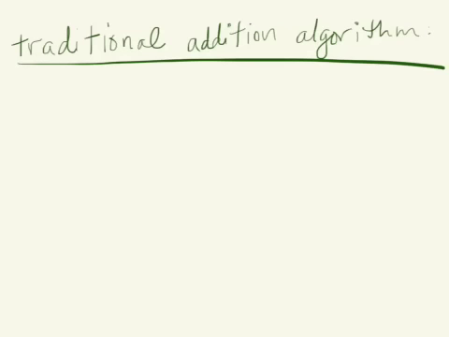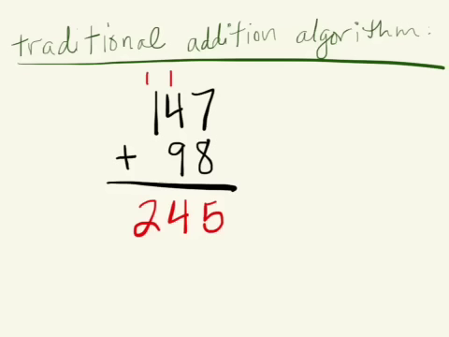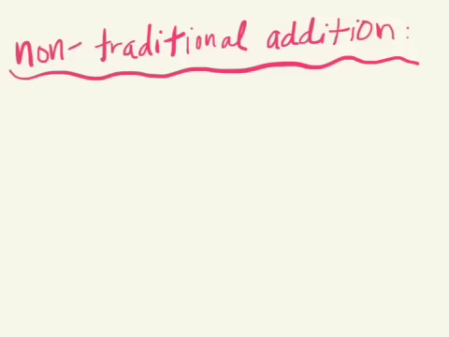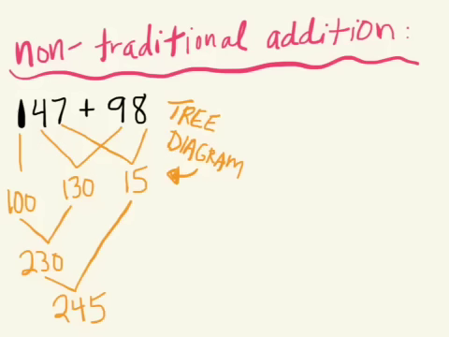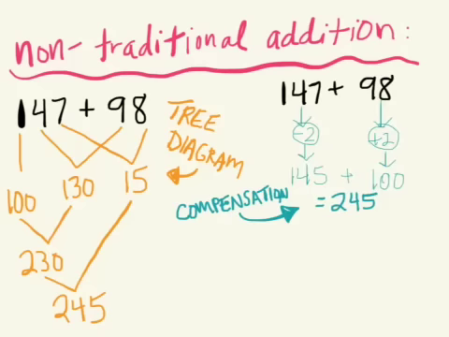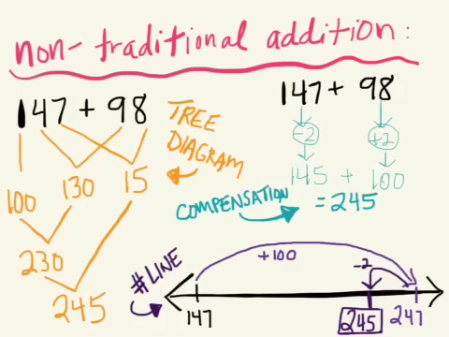The traditional addition algorithm looks something like this. Working from the ones place to the tens place to the hundreds place in that set order, and with the rule of regrouping when we have too much, like a 15, to go in just the ones place. But sometimes, depending on the problem, it's actually more friendly and more efficient to use some non-traditional addition strategies, such as a tree diagram, compensation, and a number line, to name a few.